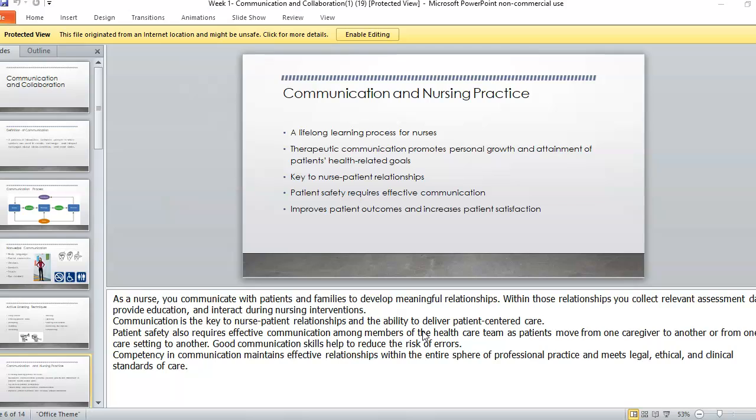Communication and nursing practice go hand in hand. It is the key to a good nurse-patient relationship. Patient safety requires effective communication, and we want to make sure that we always are improving patients' outcomes and increasing their satisfaction with good communication. So we want to make sure we're communicating with our patients and their families. We want to develop a trusting relationship. We want to understand that miscommunication can lead to medical errors or unsafe practices. And we always want to make sure that we're practicing our communication skills within the confines of our professional practice, and we're meeting legal, ethical, and clinical standards of care.